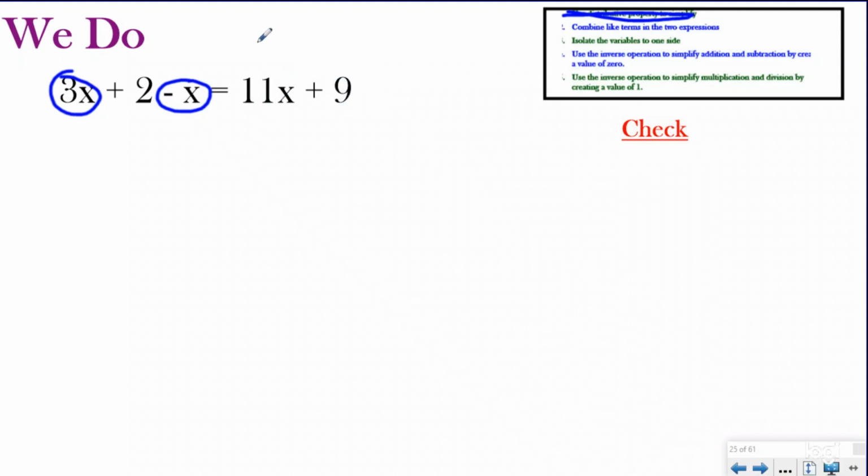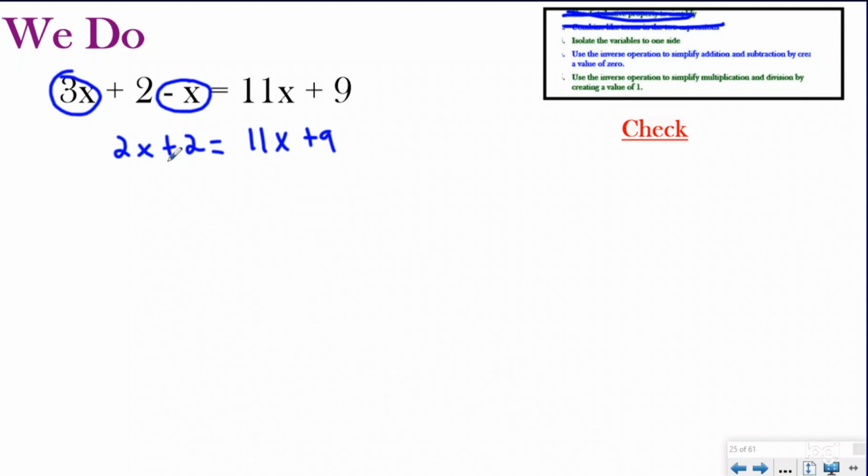One's a constant and one is a coefficient and variable, right? And so I'm going to combine these two. 3x minus x would be 2x plus 2 equals 11x plus 9. So now I've combined my like terms. I'm starting to simplify. I want to get all the variables to one side by using my inverse operation of addition and subtraction, to create zeros.